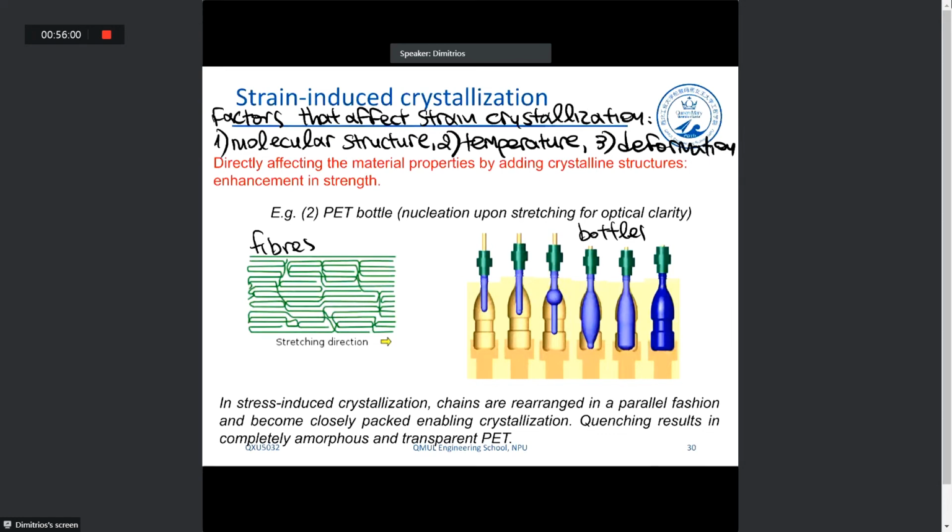So when we use strain-induced crystallization or stress-induced crystallization, we arrange the chains next to each other, like when you see here. Because the chains are arranged next to each other, we have intermolecular forces between the chains. As we said, when the chains are packed closely to each other, forces act between the chains, and then we produce stronger materials. And because these become very closely packed, this enables crystallization.